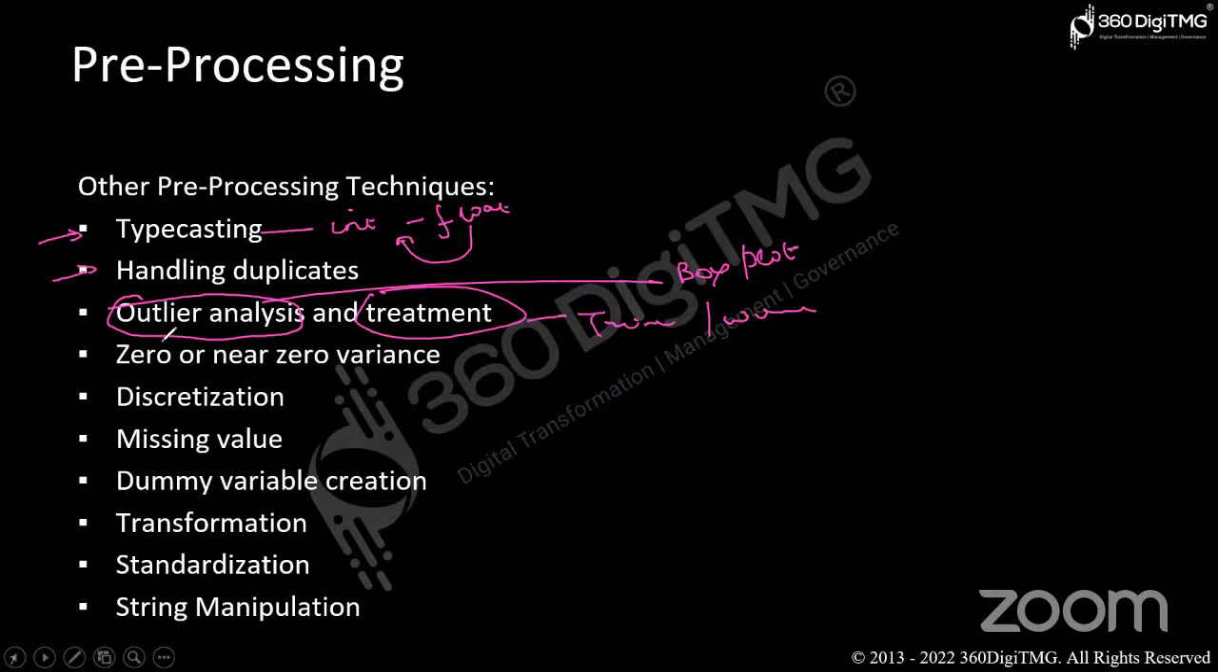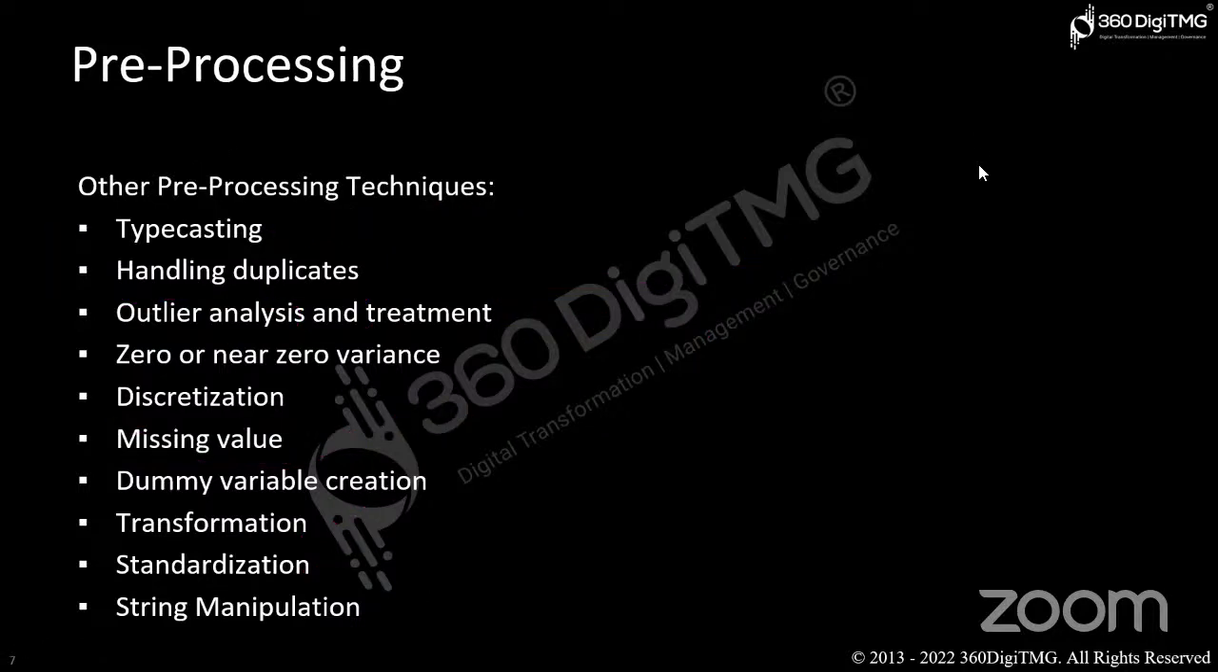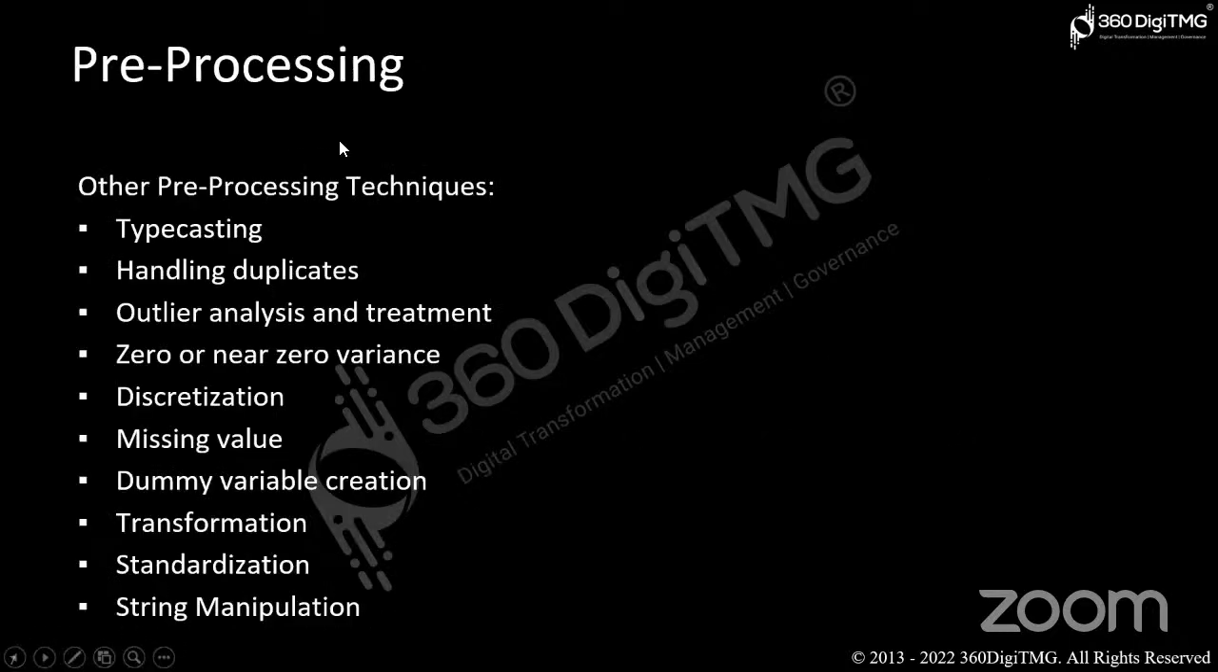Various other things: zero and near zero variance, discretization, missing values, NA. In our data set, you will be seeing NA, non-available, missing. Dummy variable creation, transformation, standardization, string manipulation. These are the various data pre-processing techniques that we do. Okay.